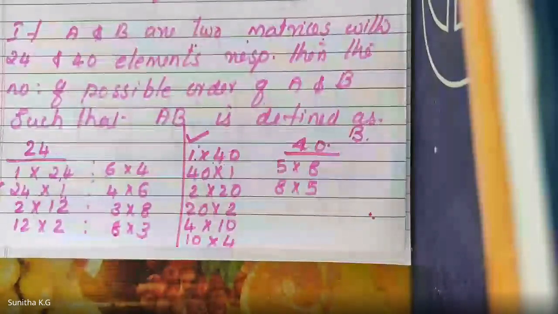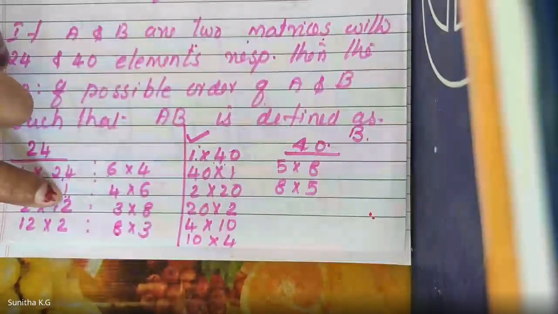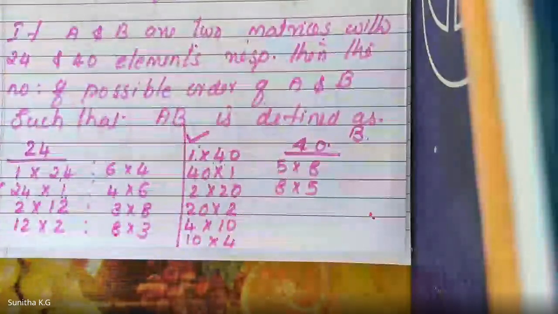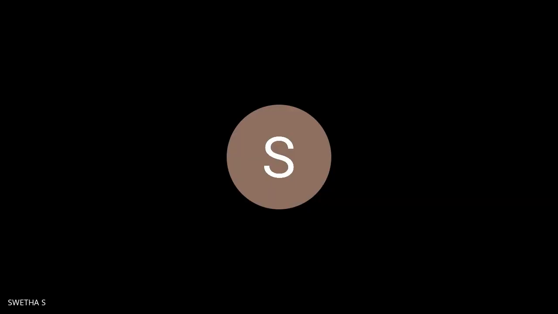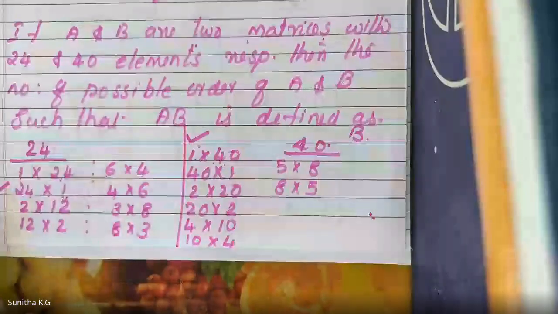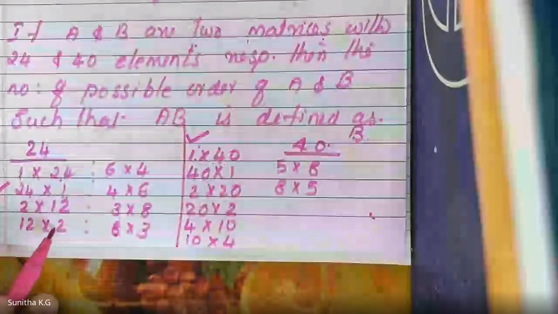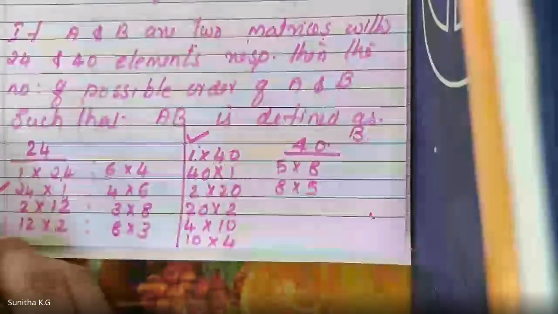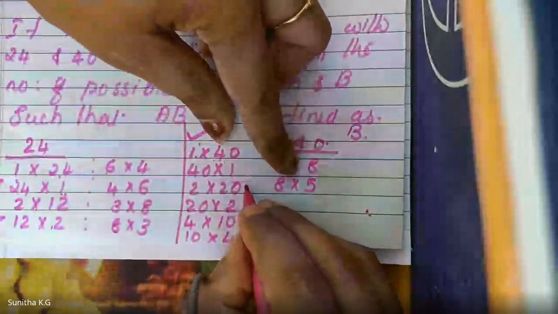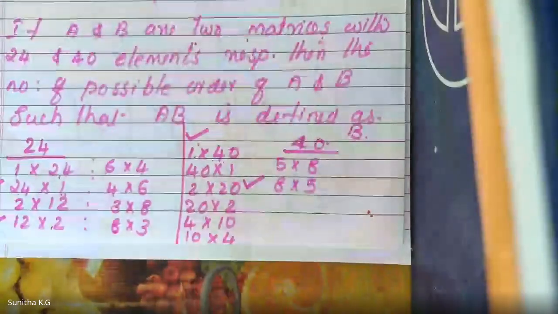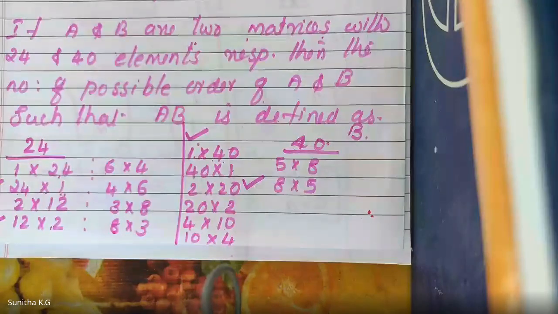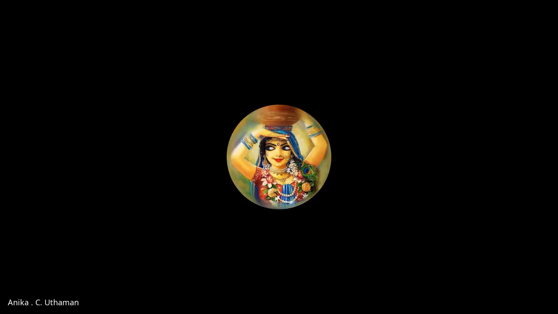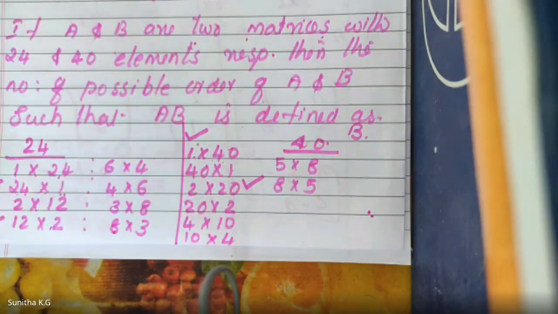Then next we are starting with 2 by 12. Is there any value that begins with 12? No. Then we have to go through the next case, that is 12 by 2. Is there any value that begins with 2? Yes. So I am making this one 2 by 20, alright? Then AB is of the order 2 by 2. 2 by what is the order?